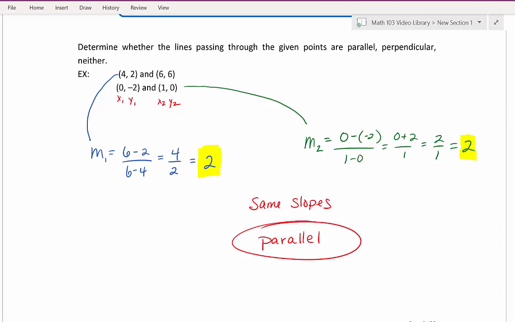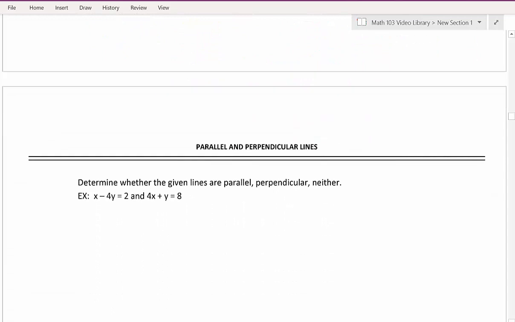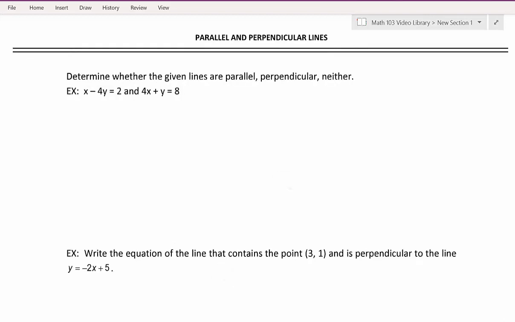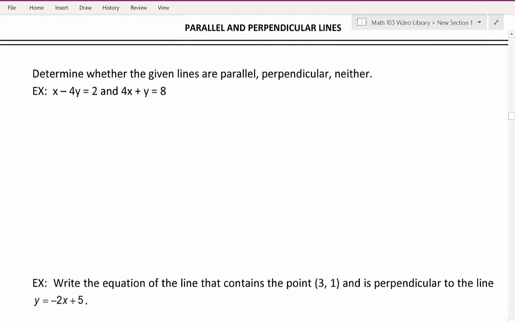Let's try another one. Again, we want to determine whether the given lines are parallel, perpendicular, or neither. But if you look at what we're given this time, it's different. What we need to do, directly compare the slope, stays the same, but since we are given equations of lines instead of sets of points, the way that we find the slope for each of these is to rewrite the equation in slope-intercept form, y equals mx plus b. Then we just look at the m and compare.